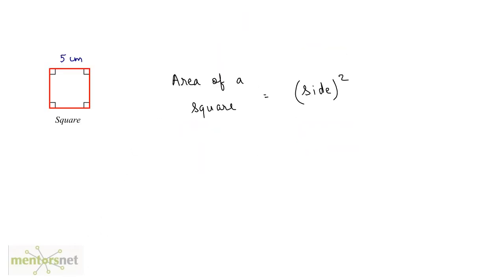Let us start off with a square. So the area of a square is equal to the square of the length of its side. Okay? So let us find out the area of this square. The side is given as 5 centimeter. So the area of this square will be equal to 5 square, and that will be equal to 25 square centimeter or centimeter square. Easy, isn't it?